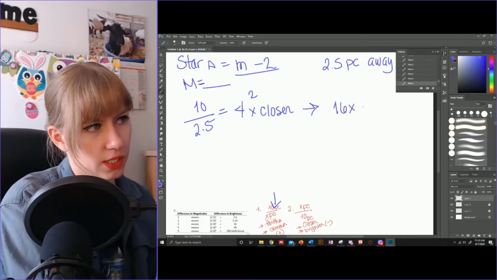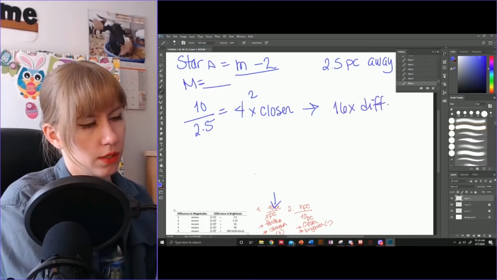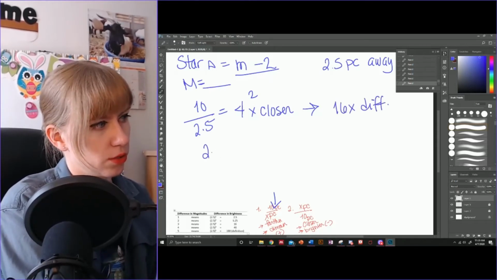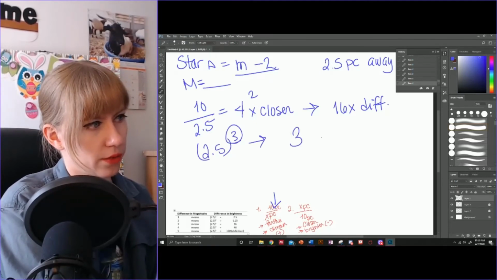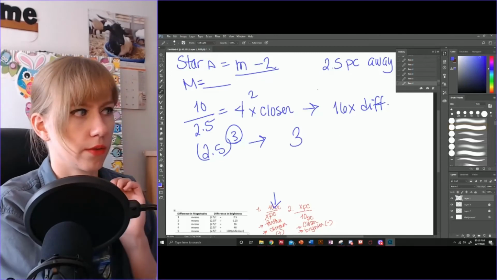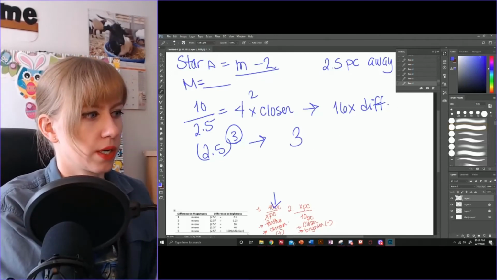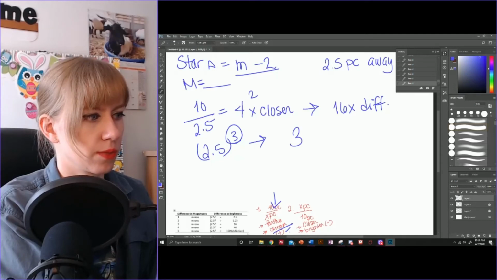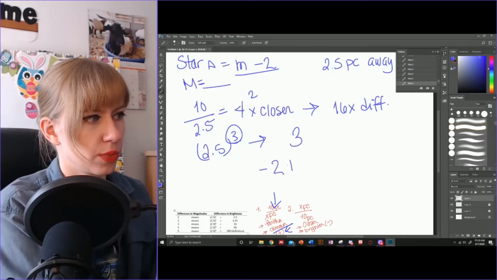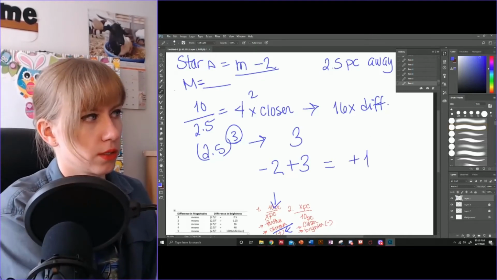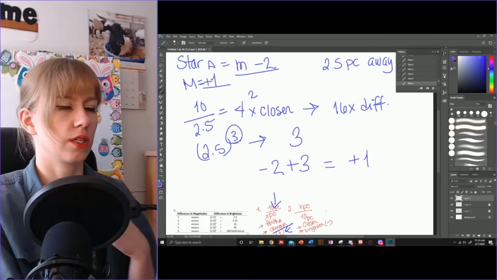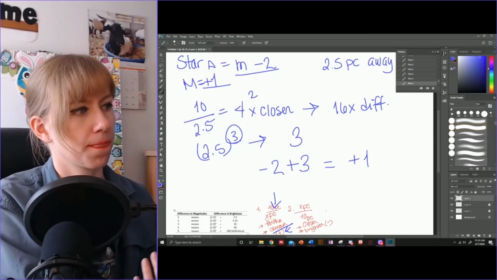So we know we have a 16 times difference in brightness. Okay, and 16 breaks down into 2.5 to the 3rd power, which means our difference in magnitude is now 3. Okay, you seeing how we're doing this? And since we are getting closer, and so the star is getting dimmer, we have to add. So -2 plus 3 is going to give us a +1. So our absolute magnitude is +1. Okay, so the star is much less luminous than it appears to be.